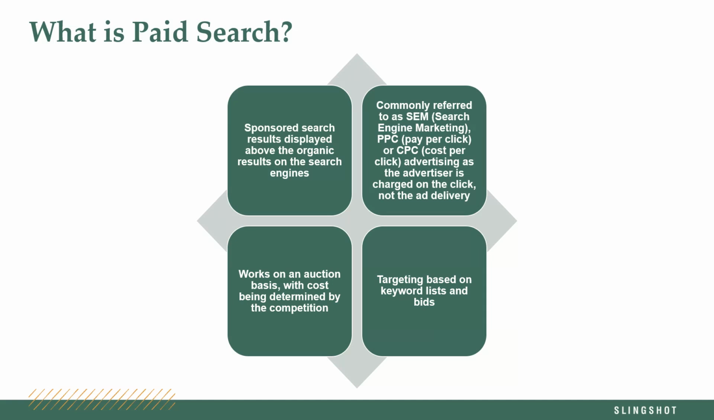So this is sponsored search results that are shown above those organic results within the search engines. You are paying, it is an ad that is running, right? And paid search has lots of different names. It can go by search engine marketing or SEM, or it can go by PPC, which is pay per click, or CPC, which is cost per click. You will hear us talk about it as paid search or SEM. So those are the two ways that we will talk about it today throughout this presentation.